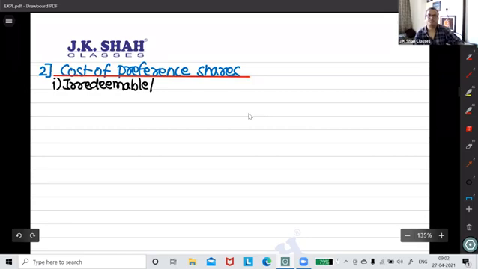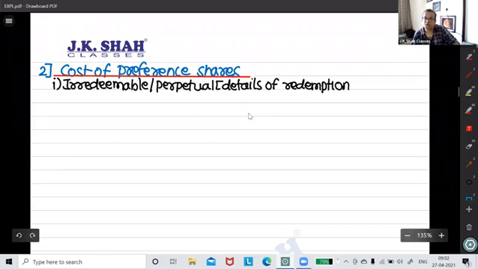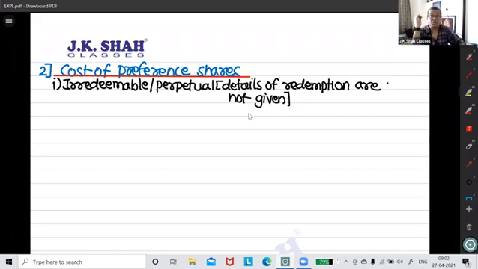Irredeemable. Perpetual. Where we will see now that details of redemption are not given. Okay. Yeah, cost of preference.